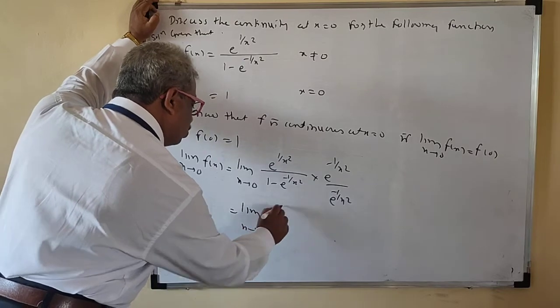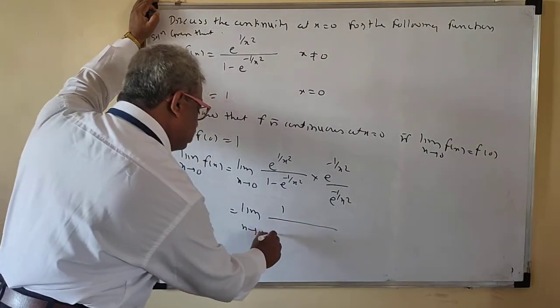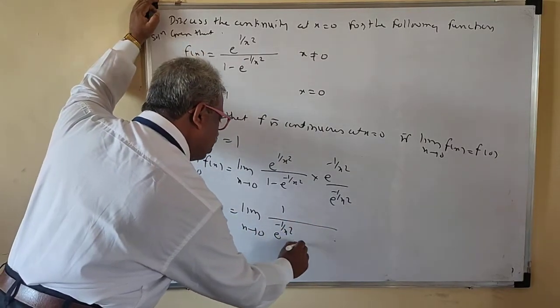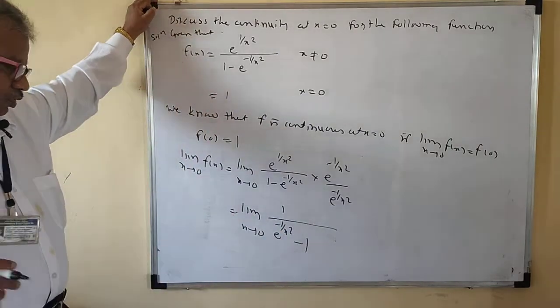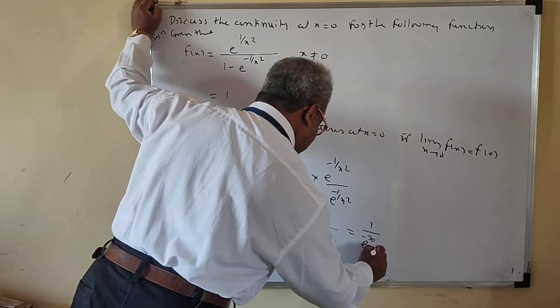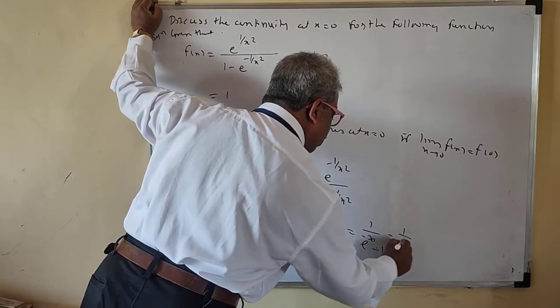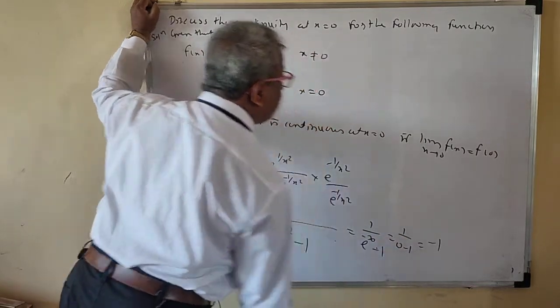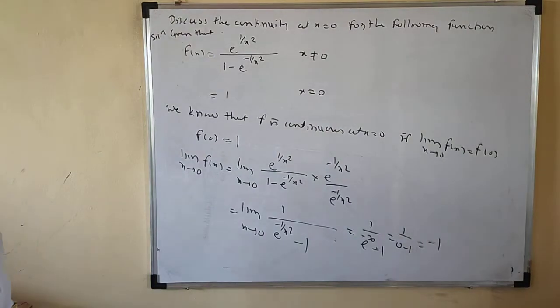Limit x tends to 0. This will be the 1 now. Then this is what? e raised to minus 1 by x square, minus 1. Okay, so now we'll put this: e raised to minus infinity, minus 1. This is 1 upon 0 minus 1. This is minus 1. This is what? Minus 1.